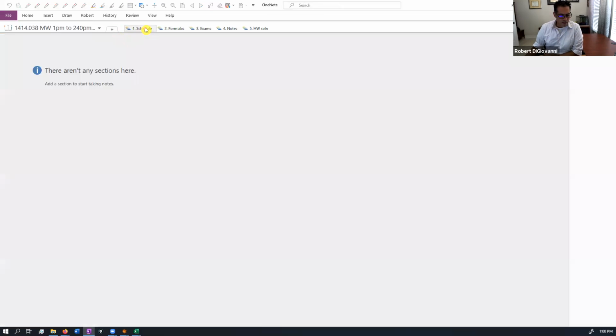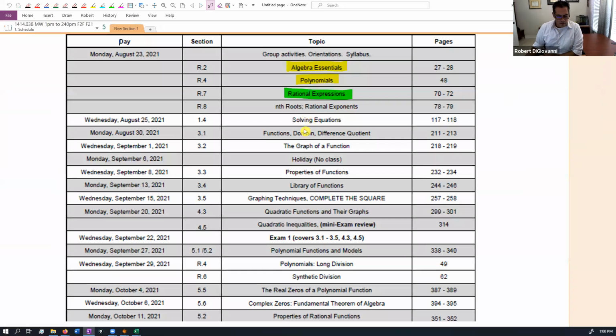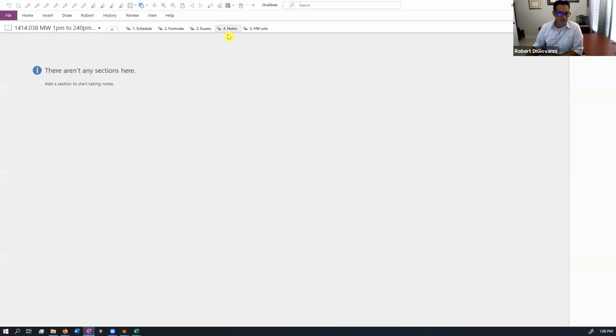Let me get back to our calendar here. So we started the solving equations section. I wanted you to try and finish up the homework here for R8 or all the section R's. I had moved those deadlines for you. And 1.4, I believe, is due on Wednesday by 1 p.m. So let's see how much of 1.4. I think we're going to finish it and start 3.1. Let's just see how it goes. Are there any questions right now?